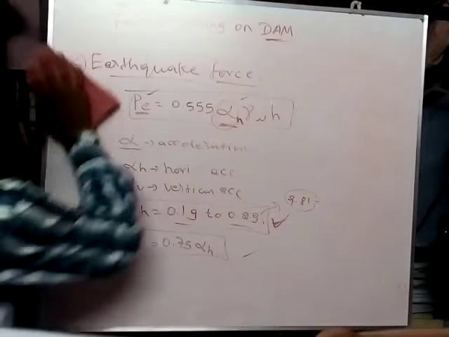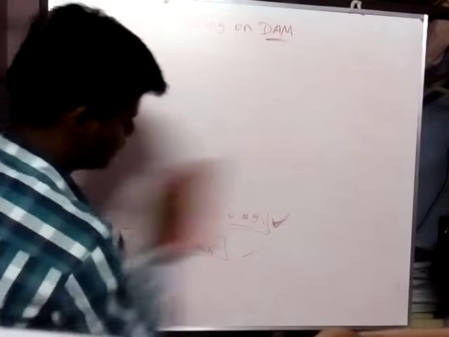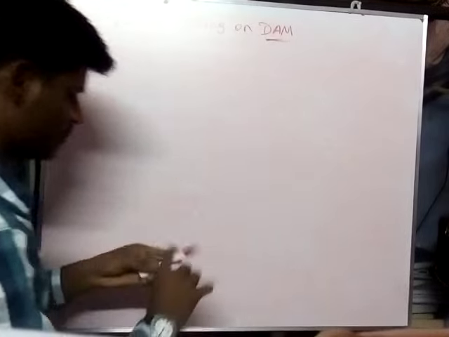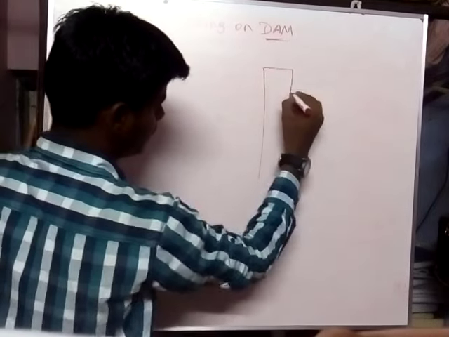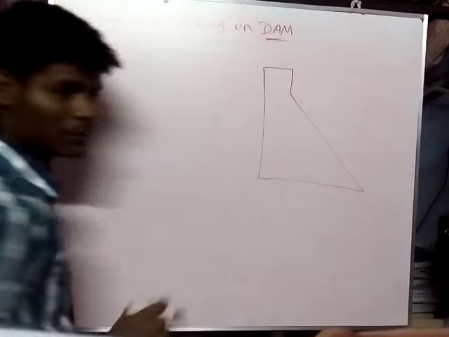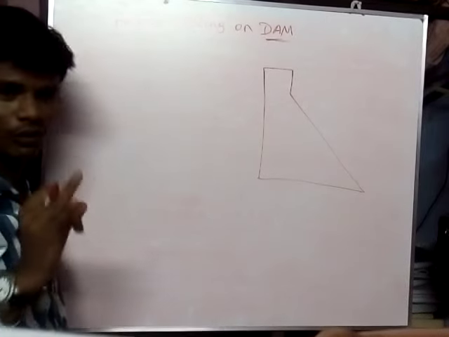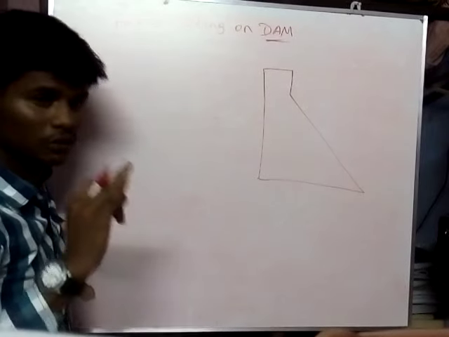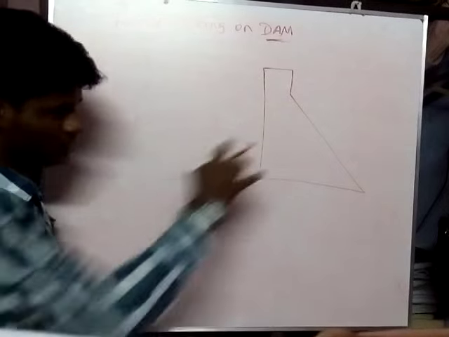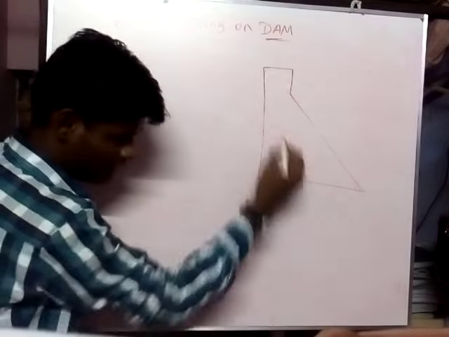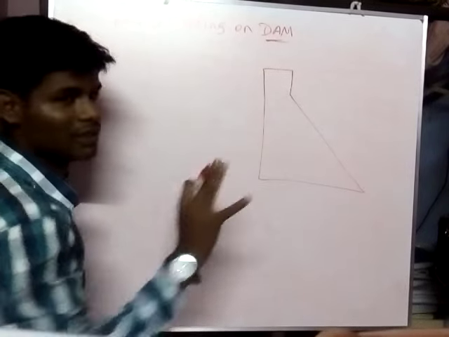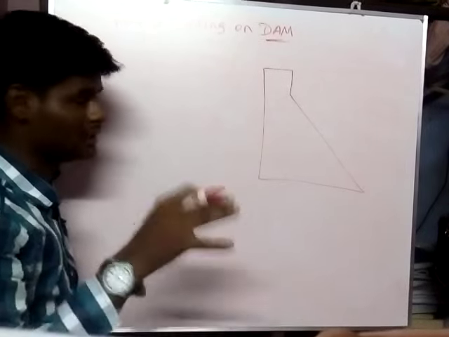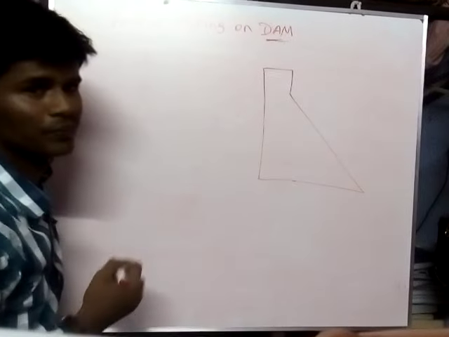And another one is silt pressure. This is a very minor pressure acting on the dam. The major forces are self weight, the upward soil pressure and the water force. These three categories are very important. These are the major forces acting on the dam.